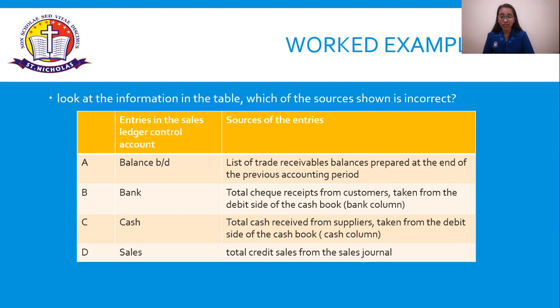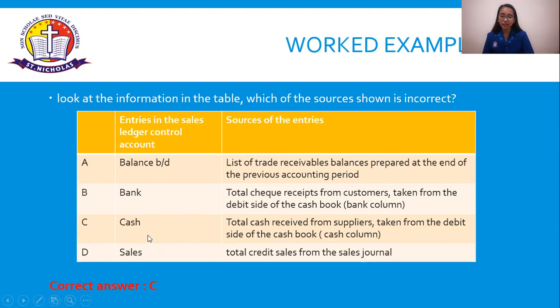Okay, we go to the C, cash. Source of entry: total cash received from suppliers, taken from the debit side of the cash book or the cash column. Keep in mind this is from suppliers, so there is no relation, I think, from the sales ledger to the supplier. So this is the incorrect source. The source that is incorrect is C.